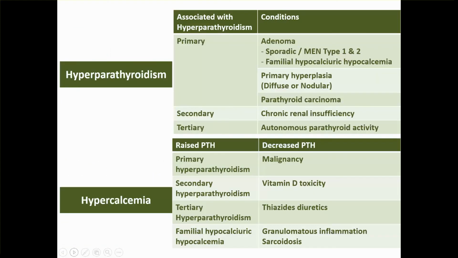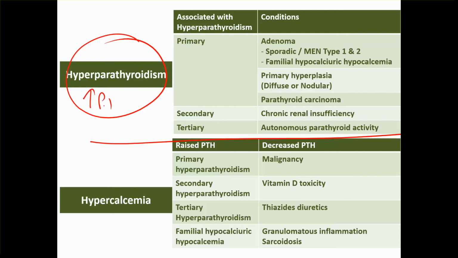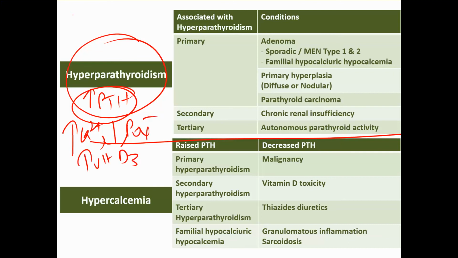So now coming to these two categories of disease, very important. In hyperparathyroidism, there is increased parathyroid hormone, that also increases the calcium level, understand. That also decreases the phosphate level, and also increases the vitamin D3. So what it does is increase calcium, decrease phosphate and increase D3. Keep that in your mind.